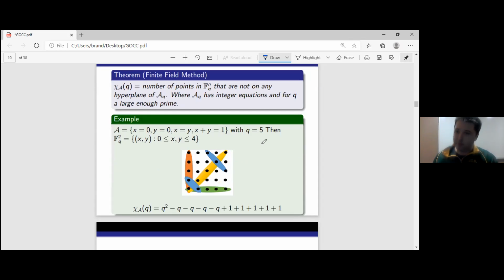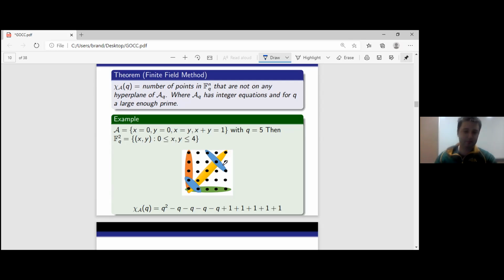So here's an example of that. It's a pretty nice drawn out example. So you've got x equals 0, y equals 0, x equals y, x plus y equals 1 with q equals 5. Then you'll get this hyperplane arrangement in F_q^2 where q equals 5.